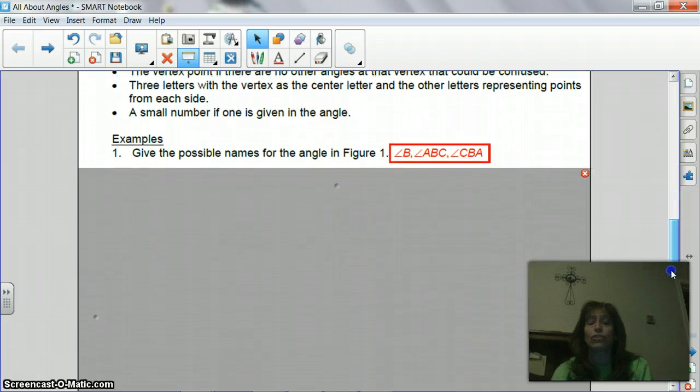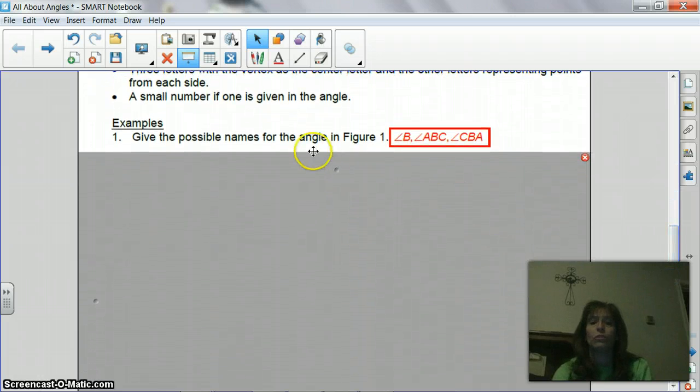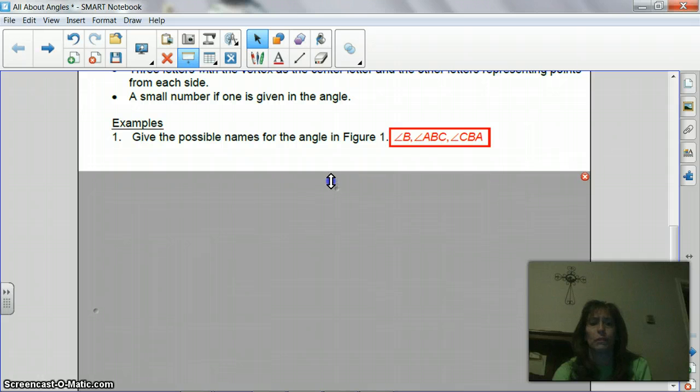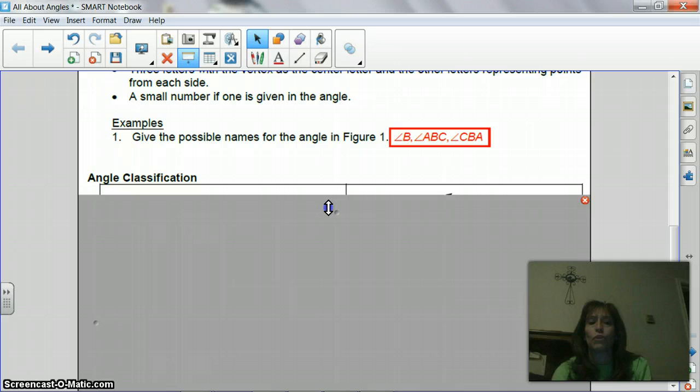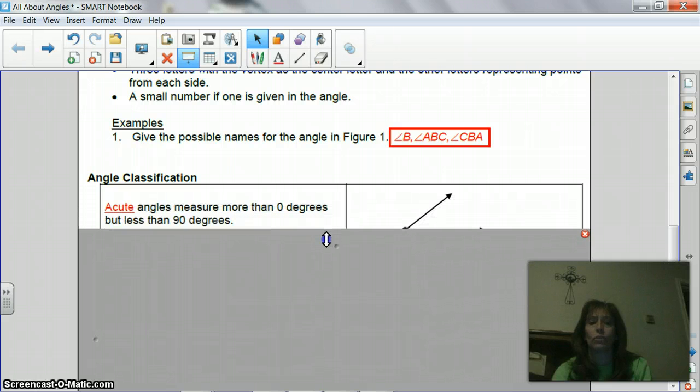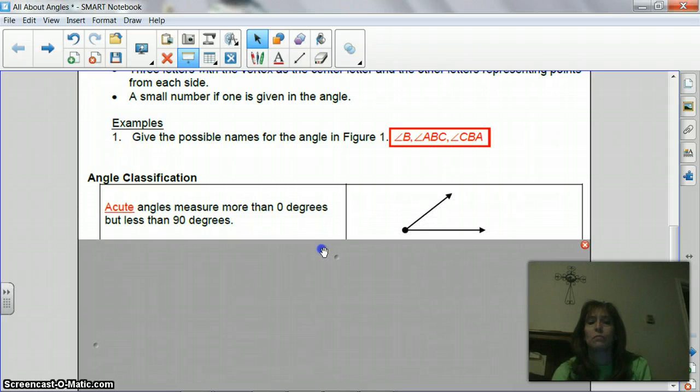This next section should be incredibly familiar to you because you have been doing this since I think about the 4th grade probably. We're going to talk about angle classifications, and the first one is an acute angle, and hopefully you've seen these before. But an acute angle is an angle that's between 0 and 90 degrees. It's less than 90.